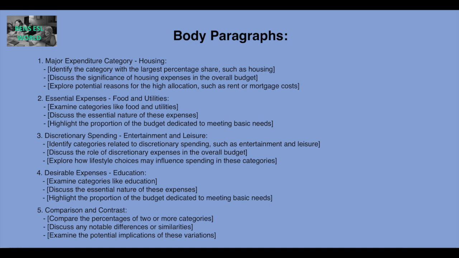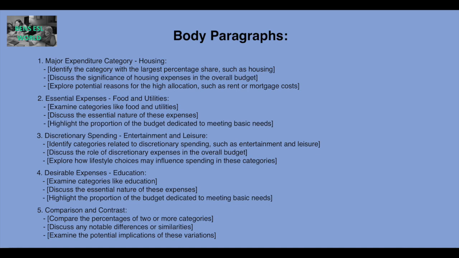3. Discretionary spending, entertainment and leisure. Identify categories related to discretionary spending, such as entertainment and leisure. Discuss the role of discretionary expenses in the overall budget. Explore how lifestyle choices may influence spending in these categories.